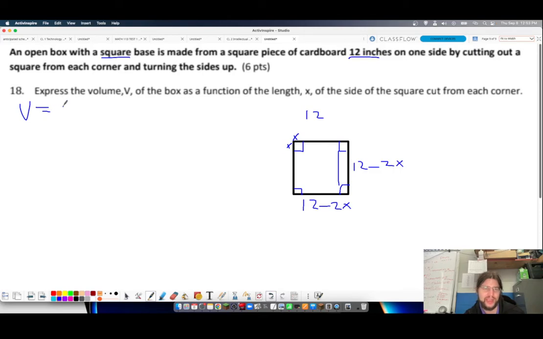So that's going to be x for the height, times 12 minus 2x, squared. And yes, Abby, you could say that's squared, but we're going to go ahead and distribute. This is a perfectly fine formula. Maybe she wants it distributed, maybe she doesn't. We'll distribute it.